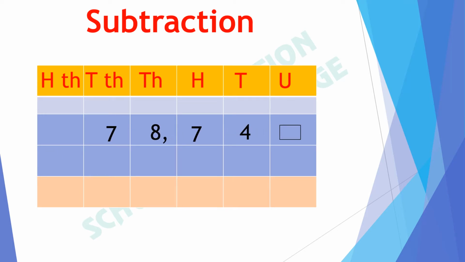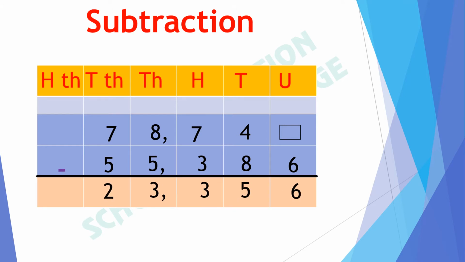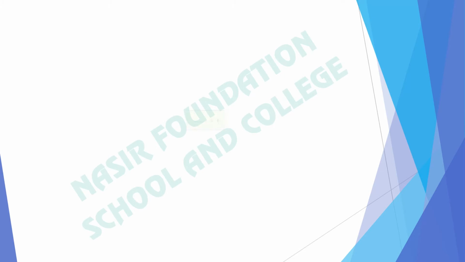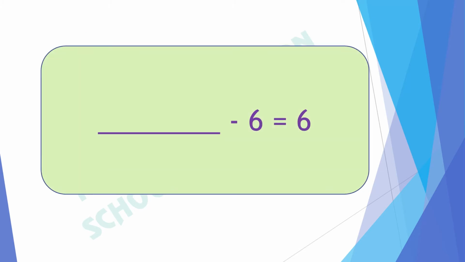In the minuend, the last digit, that is in units place, is missing. We have to subtract 55,386 and we will get the difference 23,356. If we see in the units, we can see that there is 6 in the subtrahend and the difference is also 6. We have to find from which number we will subtract 6 and we will get the answer 6.